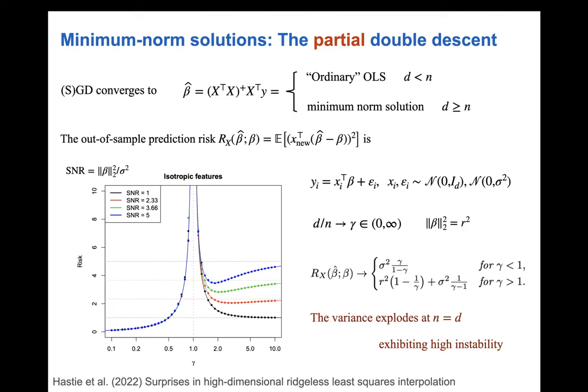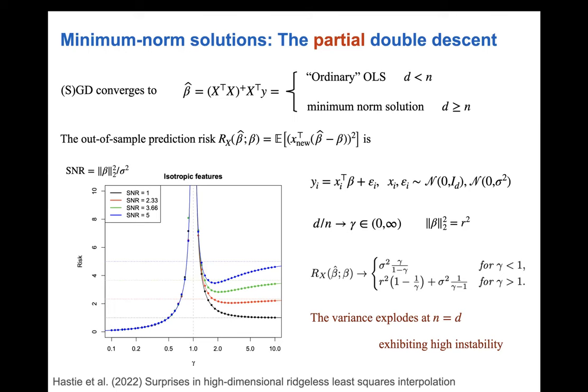For example, in the underparameterized regime, you only have a variance term. For the overparameterized regime, you have two terms. The first term is r squared times 1 minus 1 over gamma. This is actually the implicit bias term. The second term is the variance term. If you find this equation a little bit complicated, you can just look at the figure in the left panel. Basically you have this test risk first increases until your gamma is 1. Gamma equal to 1 means d, the dimensionality, is the same as the sample size. This is exactly the point where your model starts to perfectly fit the training data set. Then after this interpolation threshold, the test risk starts to drop again.